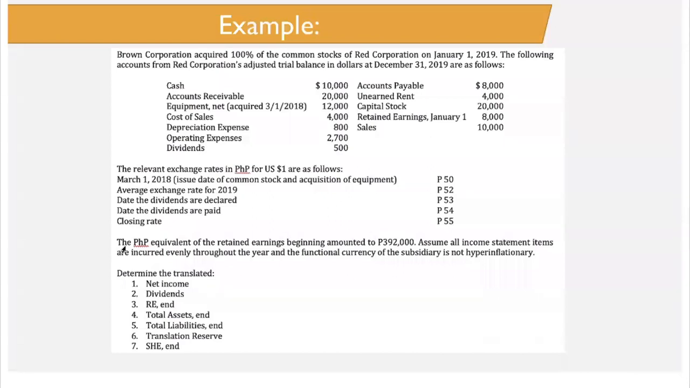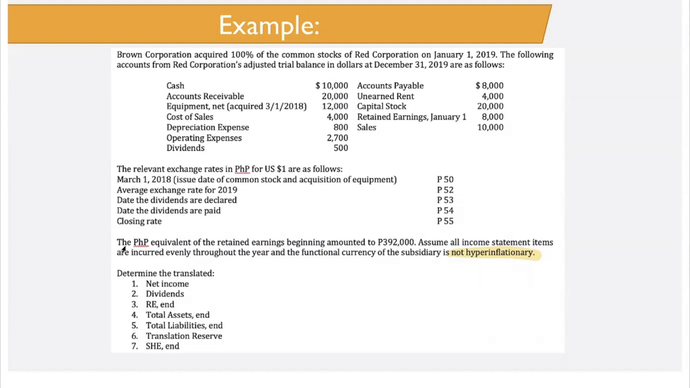The Philippine equivalent of the retained earnings beginning amounted to 392,000 pesos. Assume all income statement items are incurred evenly throughout the year and it is not hyperinflationary. Okay, so as I told you, problems will tell you whether it is hyper or non-hyperinflationary. So this is non-hyperinflationary. The first question is we need to compute for the amount of our net income.